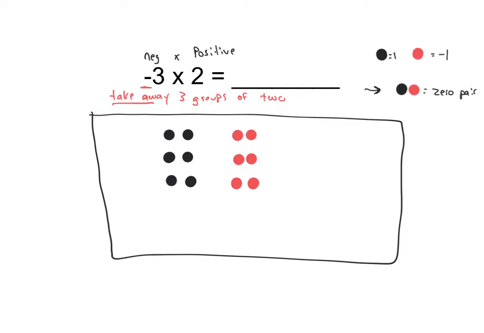Let's do that action. So here's 1 group of 2, we'll take it away. Here's 2 groups of 2, we'll take it away. There's 3 groups of 2, we'll take it away. So we just removed 3 groups of 2, and we are left with 3 groups of negative 2. So our answer here is negative 6. So we have 1, 2, 3, 4, 5, 6 negative tiles left.